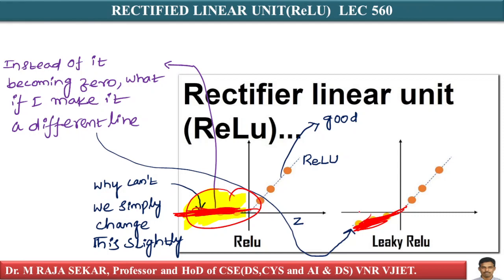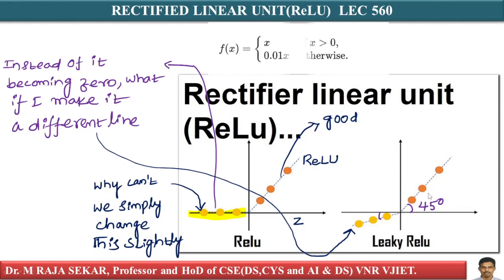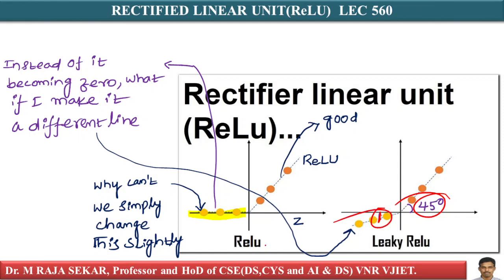I have two different lines here. Just see, this is a 45 degrees line. This is a line with some other angle, isn't it? As I told you, this one is a 45 degrees line, and here we have a different angle. Let me define the leaky ReLU.